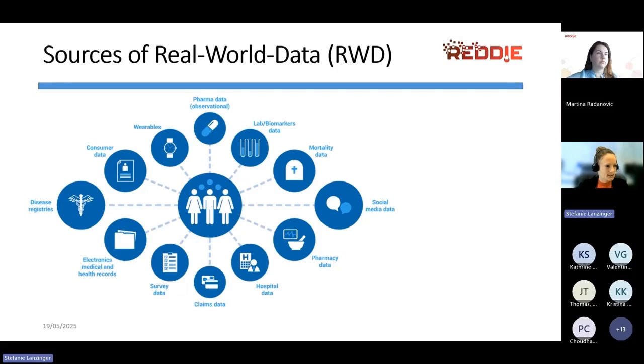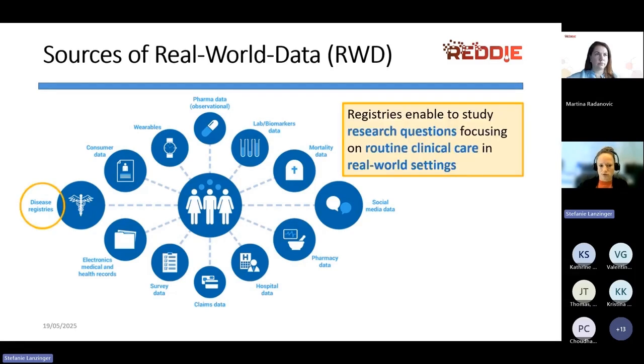Okay, coming back to our registries. So here we can see a picture showing several sources of real-world data, and of course the disease registries are one of the important sources for real-world data. Using registries, we can study research questions focusing on routine clinical care in real-world settings.